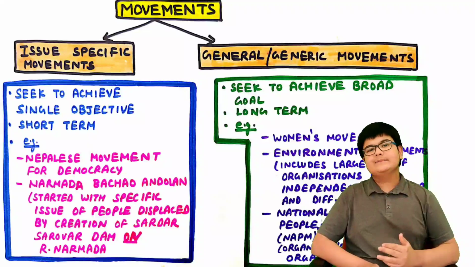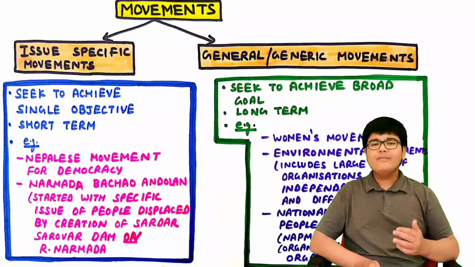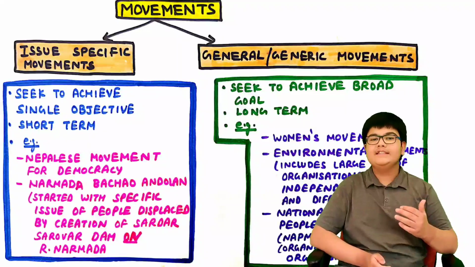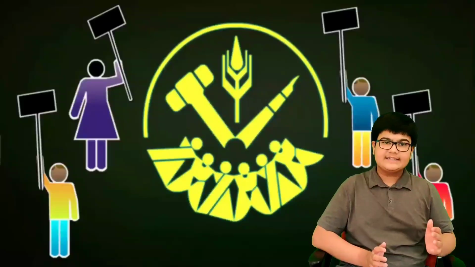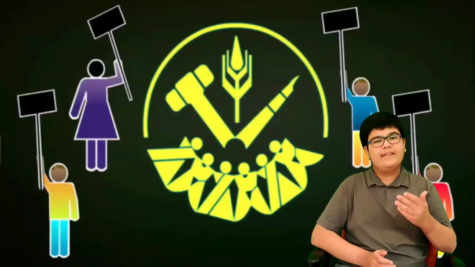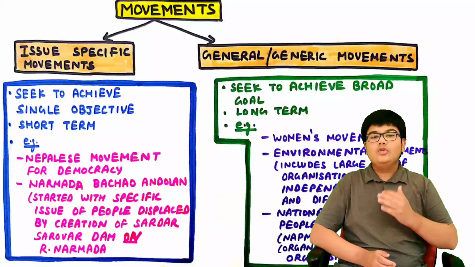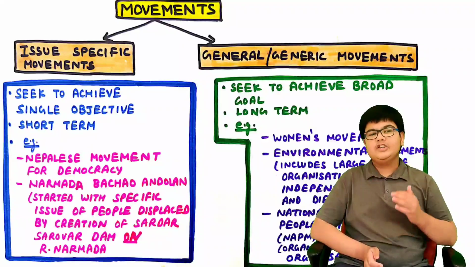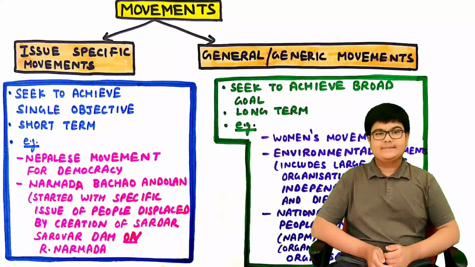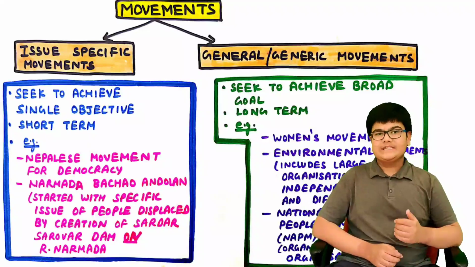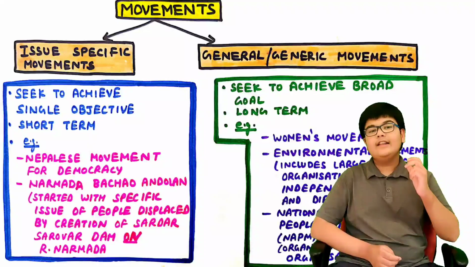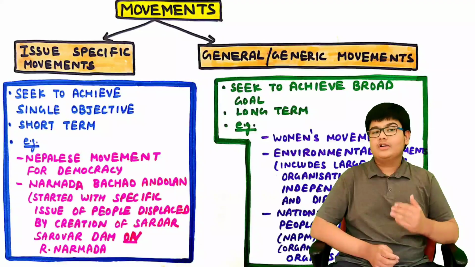Now let us discuss the movements. Movements, like the pressure groups, are also indirect means of participating in politics rather than direct participation in the form of elections. There are two types of movements: issue-specific movements and generic or general movements. First, issue-specific movements. These movements seek to achieve a single objective and they are short-term.